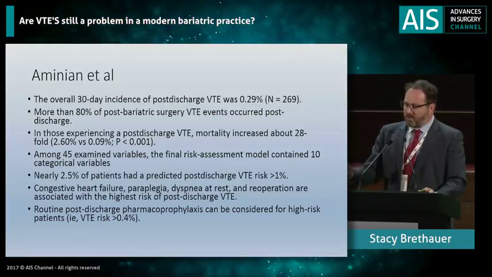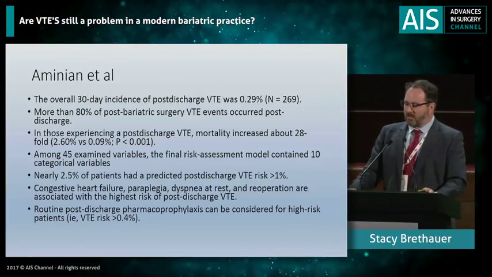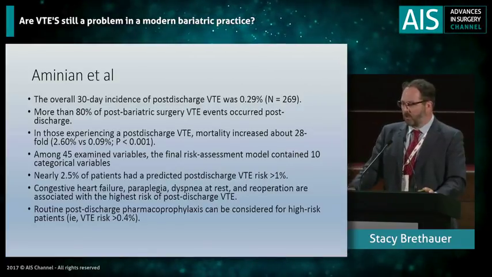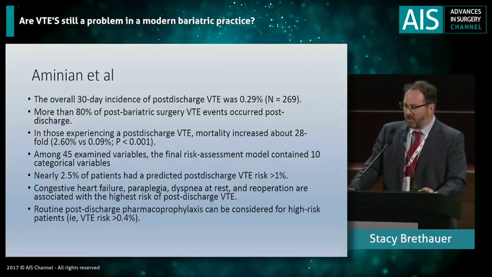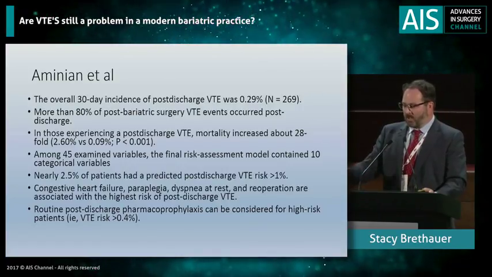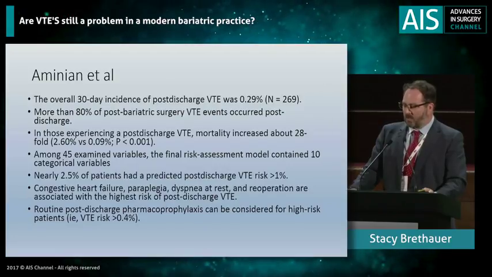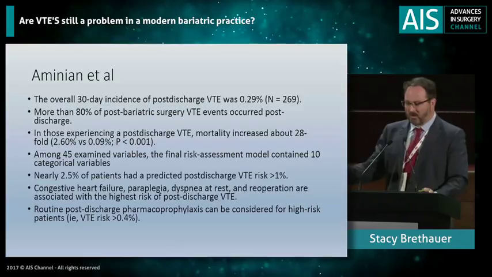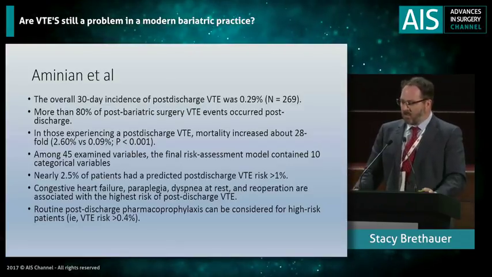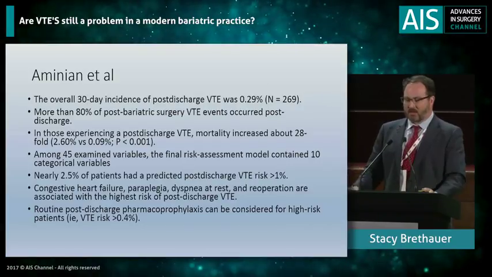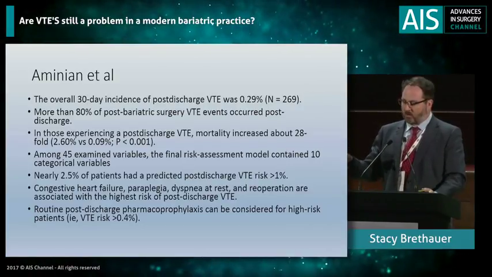Of all the 45 examined variables in his analysis, the final risk assessment model contained those 10 categorical variables that we put in our calculator, which comprises about 2.5% of that population. And again, you can see the list of the predictors are mainly led by congestive heart failure and immobility as well as reoperation. And so we consider routine post-discharge pharmacoprophylaxis, certainly in those high-risk and the moderate-risk groups.